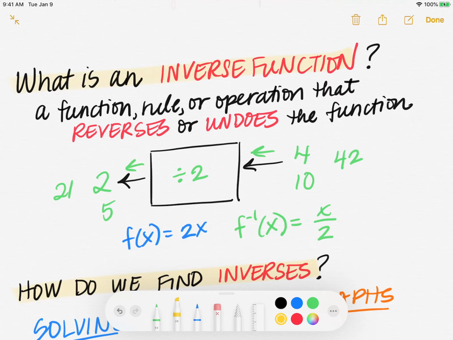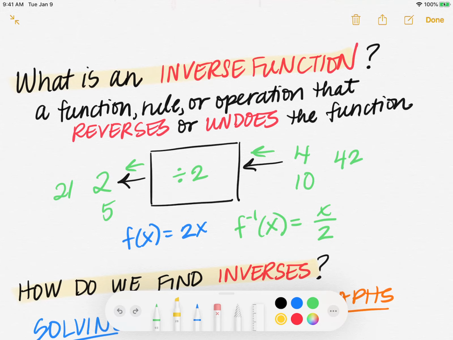So let's make sure that makes sense. Here we're multiplying by 2. The opposite of multiplication is division. We want to see that each time. The opposite is division. The undoing step is division. So our inverse, which undoes the function, should be division.